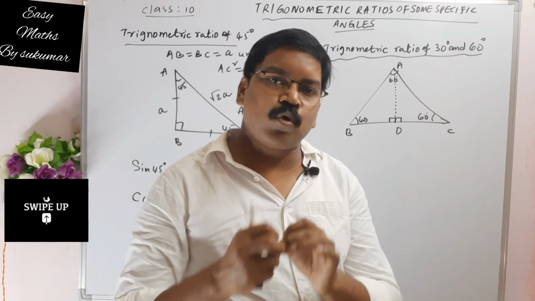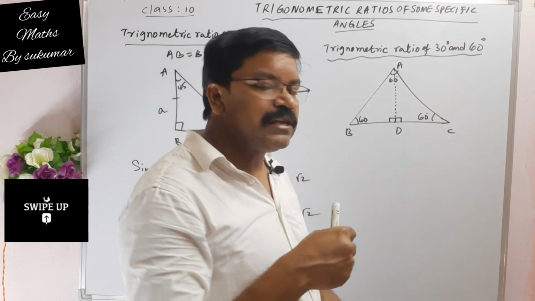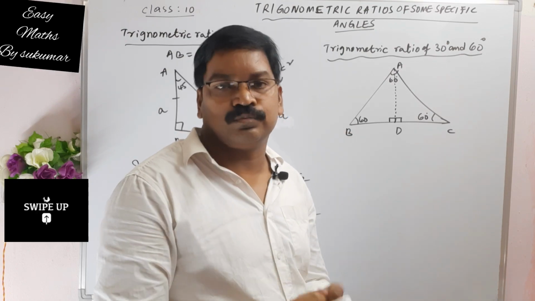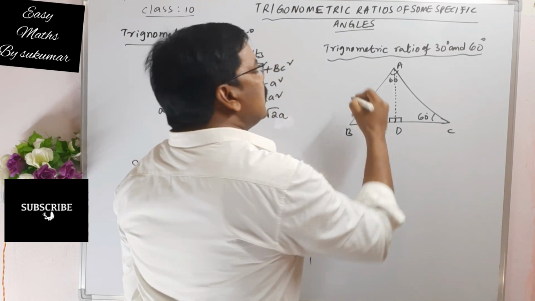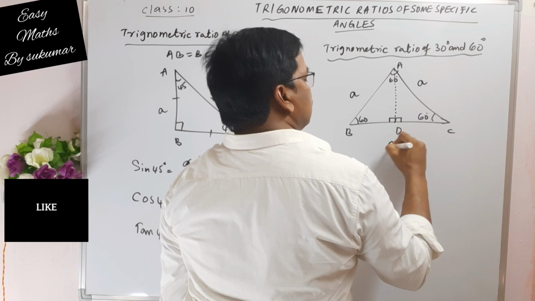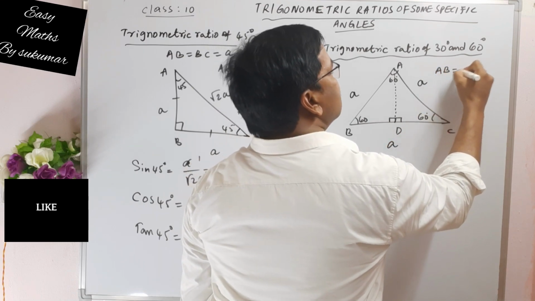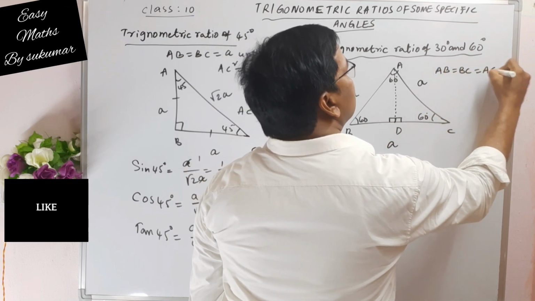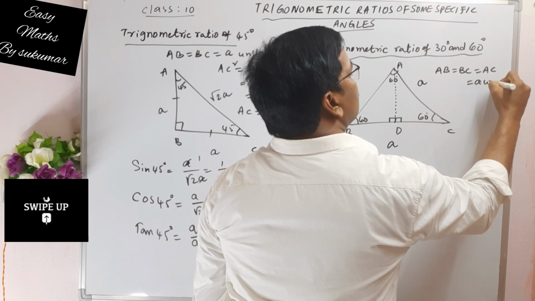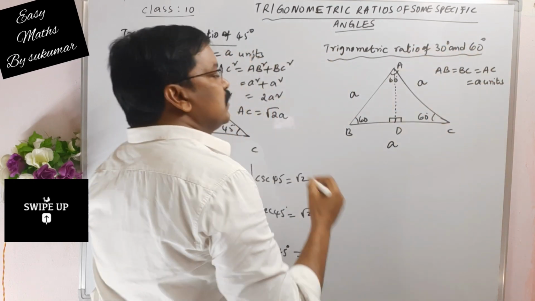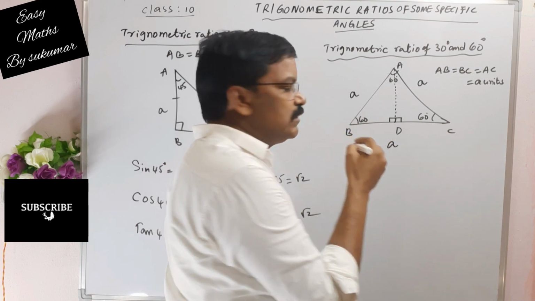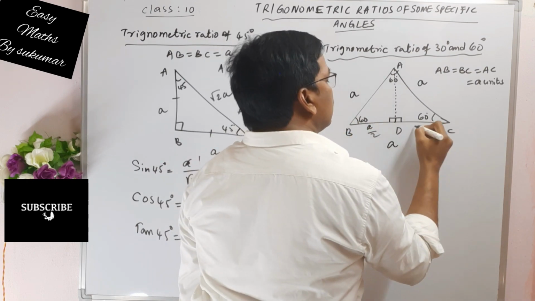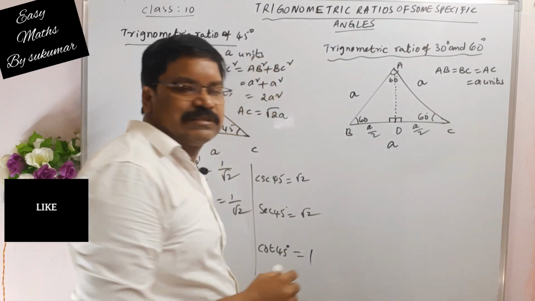That means D is the midpoint of BC. Therefore, AD is called the median also. Right, students? Now, my dear students, each side is small a units. AB, BC and AC are all equal to a units. So, what about BD, my dear students? Actually, D is the midpoint, so it is a by 2, and this is also a by 2 units.